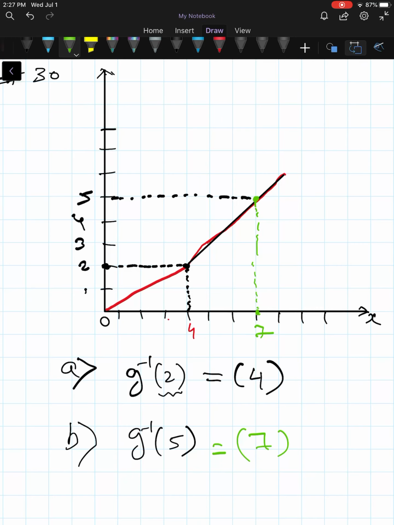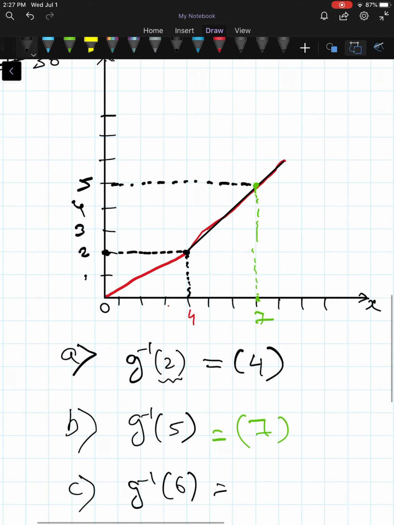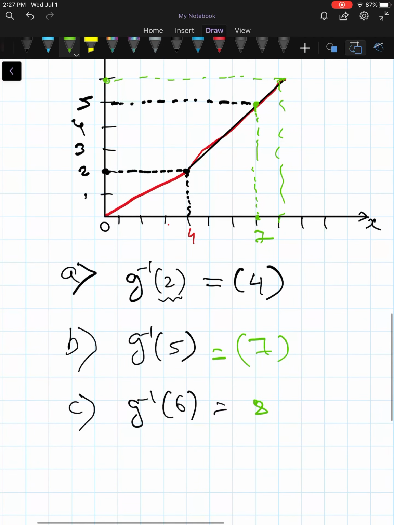Okay, so then g inverse of 6. With the same method, find out what is g inverse of 6. So 6 is here. Okay, go further till it touches the graph. It is touching here. Come down, it is 8. Correct? The value of g inverse of 6 is 8.